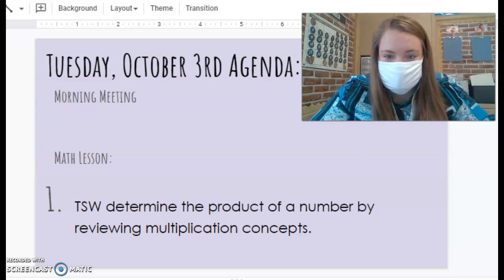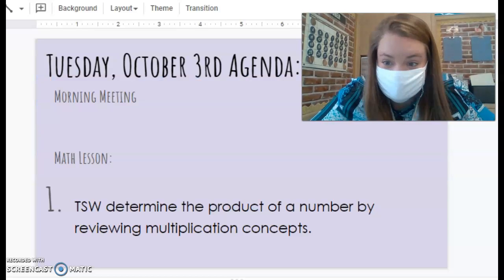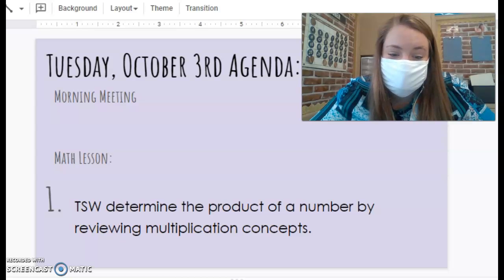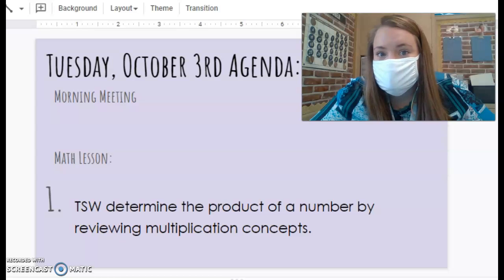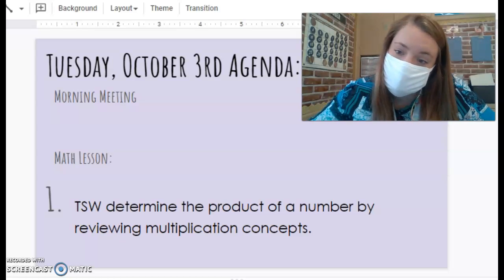Good morning. Today is Tuesday, October the 6th. Today we are going to determine the product of a number by reviewing multiplication concepts. So that word product is going to be the answer we get when we multiply.